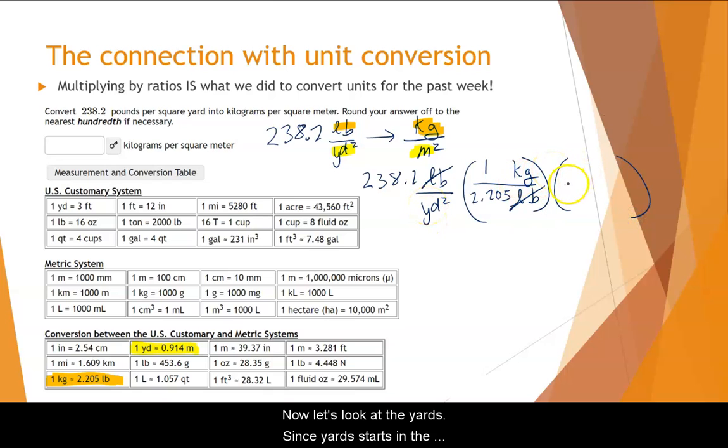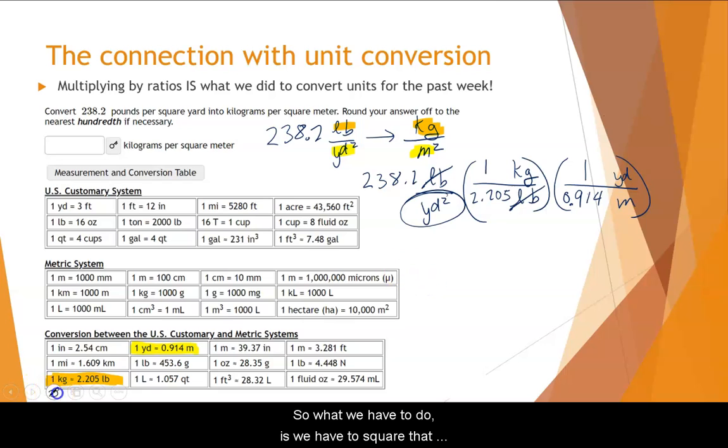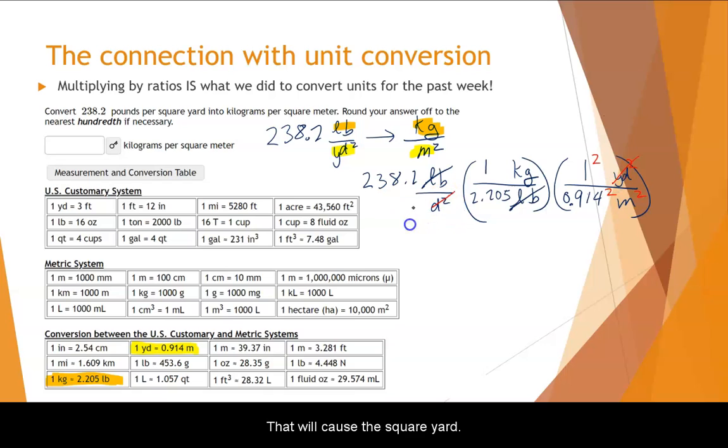Now let's look at the yards. Since yards starts in the denominator, I want it to simplify out by putting it in the numerator, which means meters is going to be in the denominator. This says that 1 yard equals 0.914 meters. But the thing is, this is not complete because we're dealing with square yards. So what we have to do is square that entire conversion factor. That means this turns into 1 squared yard squared, 0.914 squared meters squared. That will cause the square yards and the square yards to simplify out.